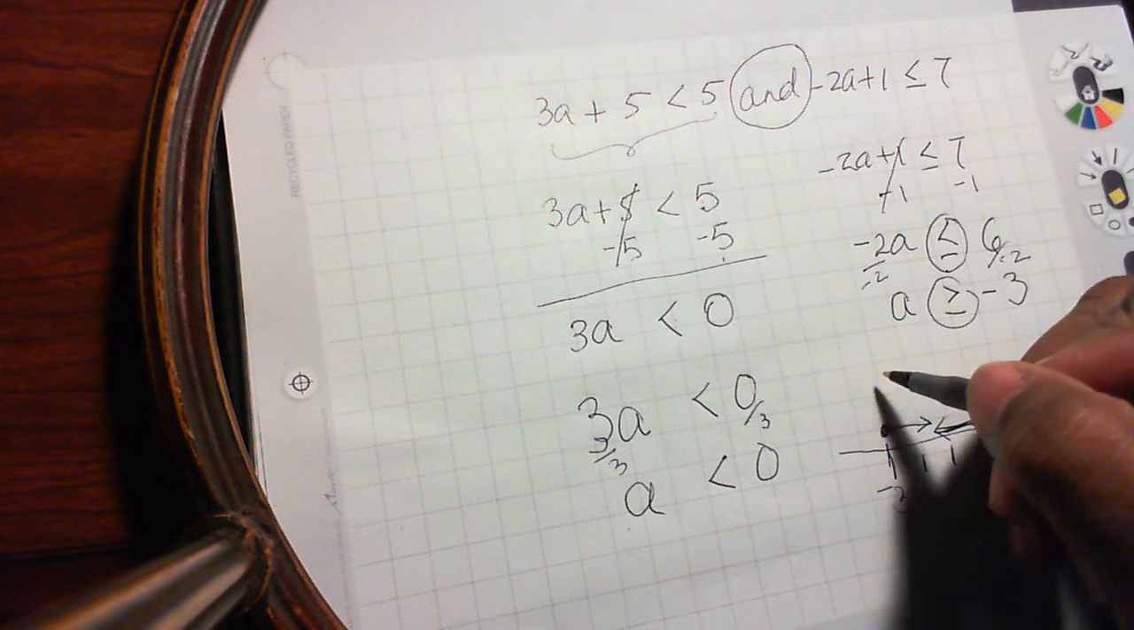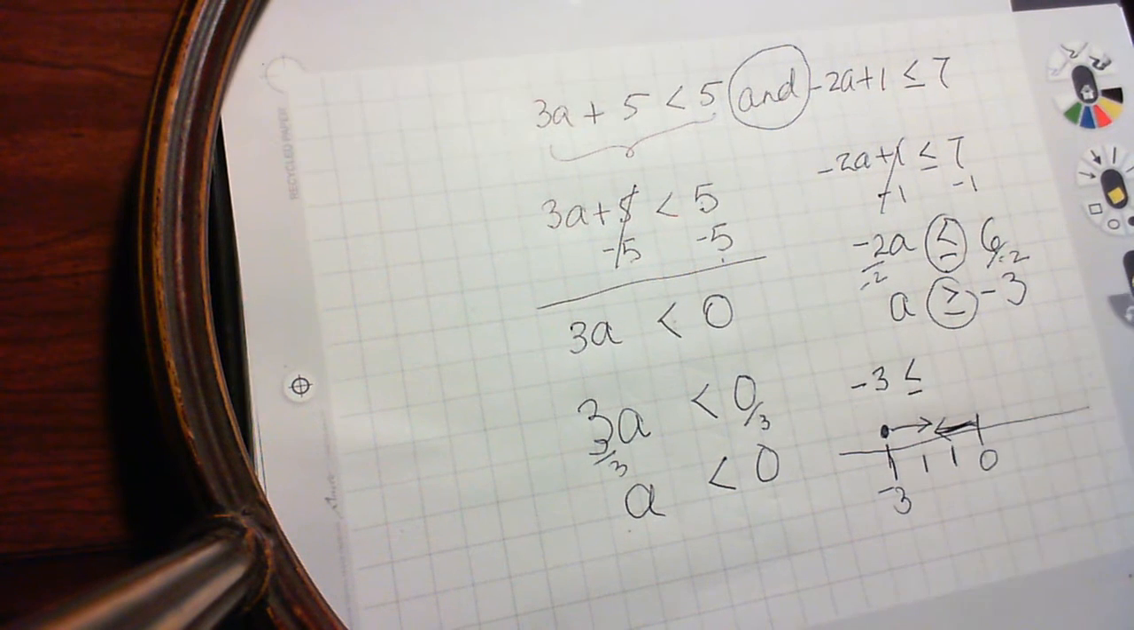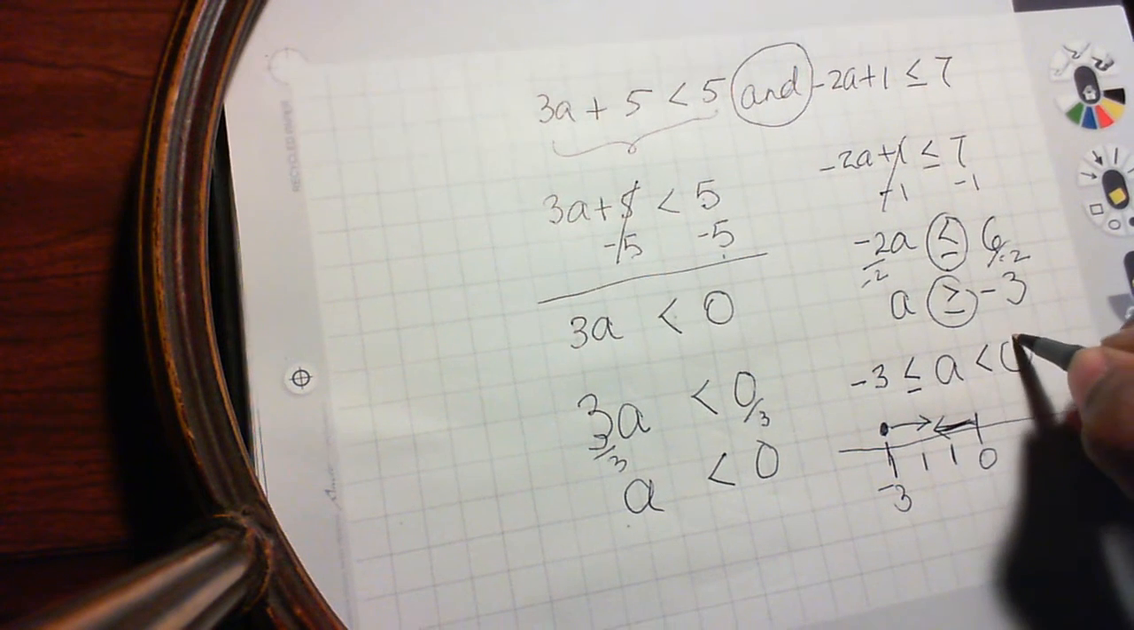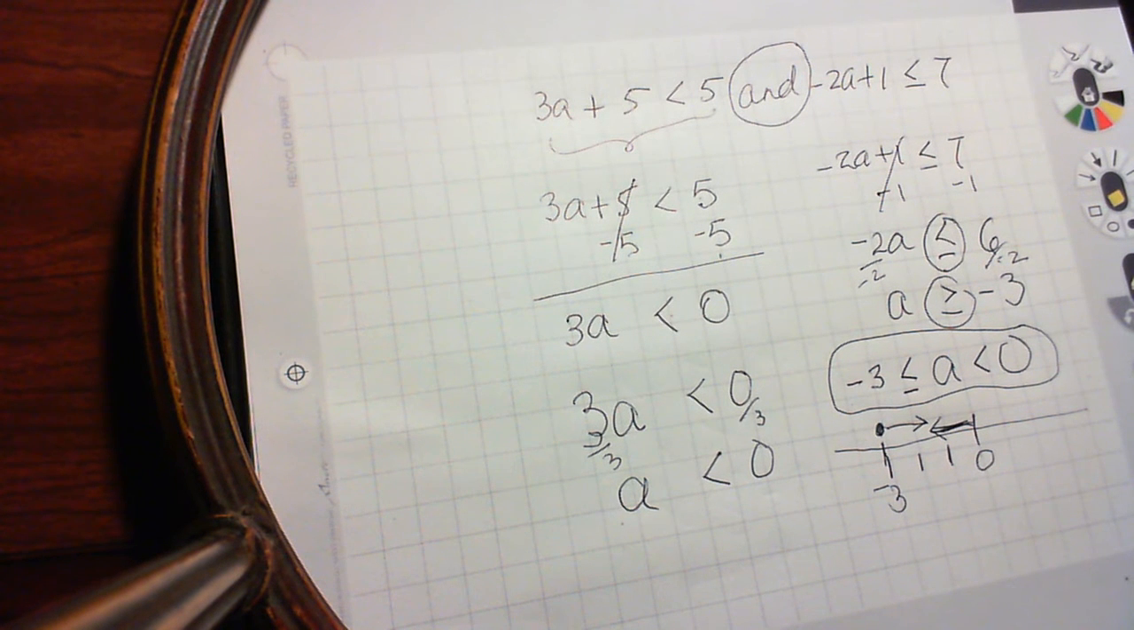So how do we write this? Negative 3 is less than or equal to a is less than 0. Here's our answer. Okay, so let me start it over again. Negative 3 is less than or equal to a is less than 0. If you combine the two inequalities, this is what you will get.